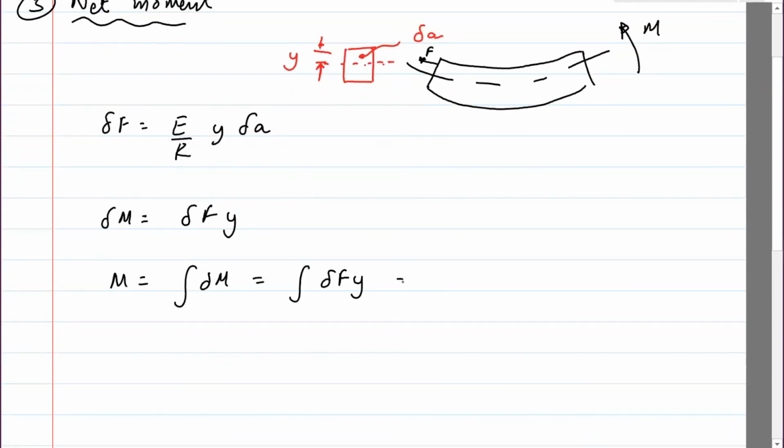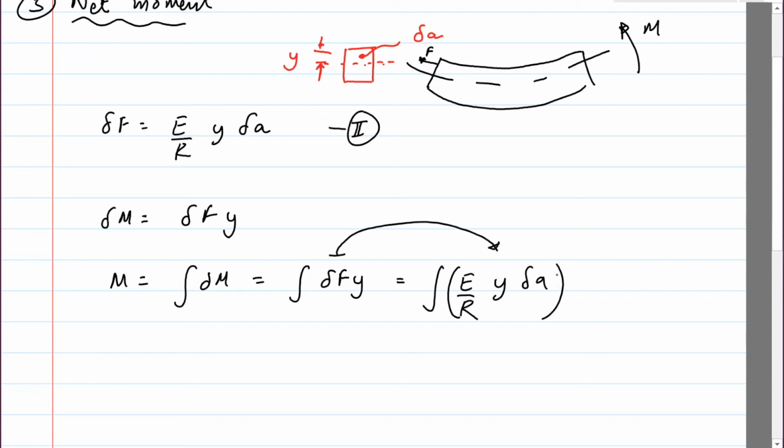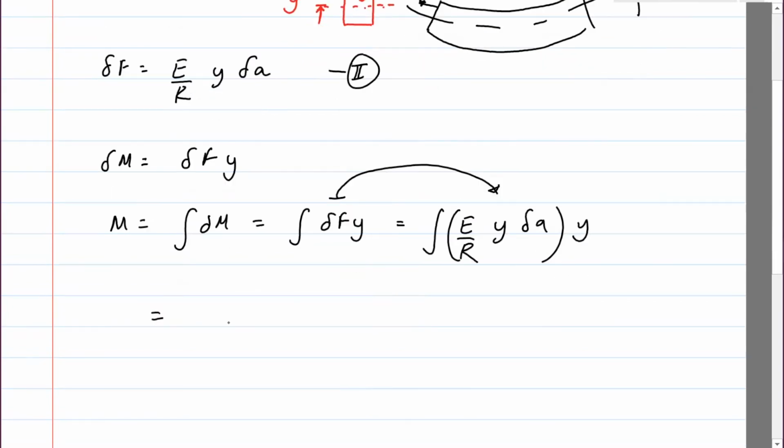But delta F is something we already have here. So let's call that 2. Sub that into this expression, E divided by R, y delta A. So I just subbed in delta F here, and then I'm left with y. So I plug that in, and now I need to simplify this. What I'm going to do is pull out E divided by R because that's constant, and I have y squared delta A.